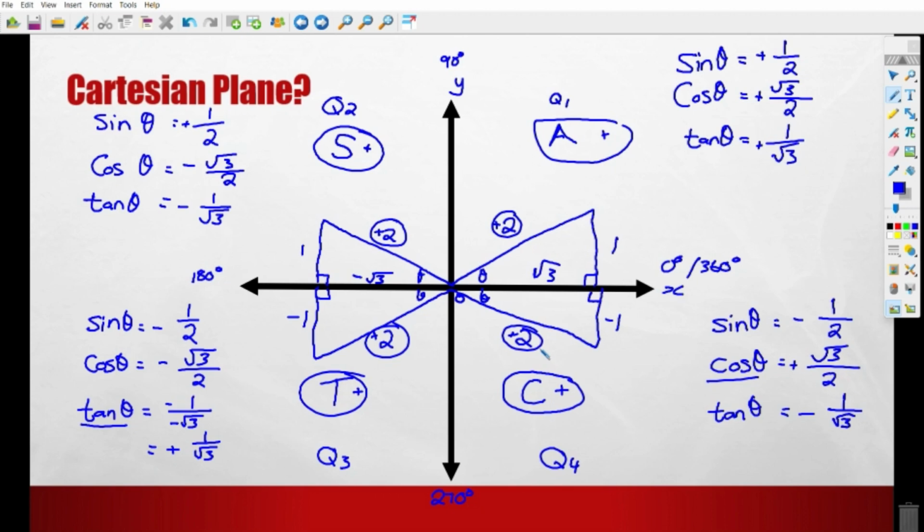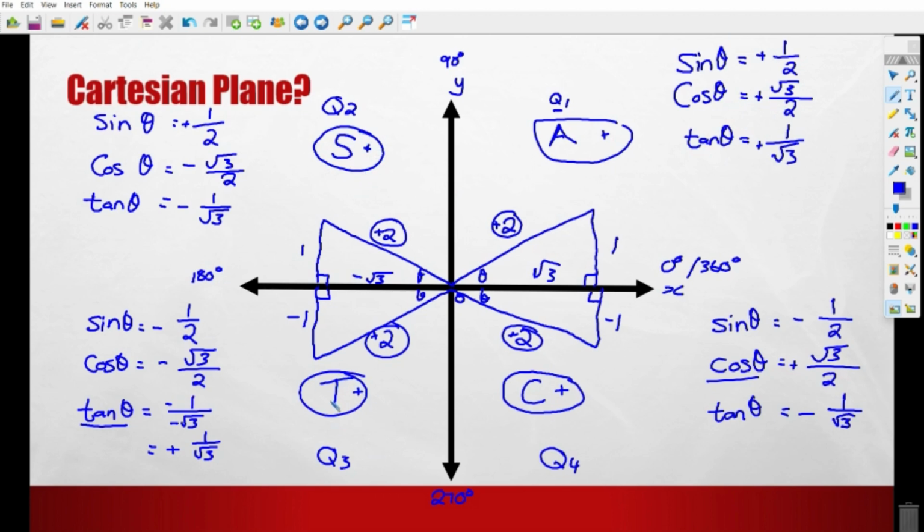Alright, so we know that in quadrant 1, we know that all my ratios are going to be positive. That's very important to note, and you'll see why. All of them are positive here. And if we look at quadrant 2, we know that only sine is positive. That means that cos and tan are both negative, if only sine is positive.